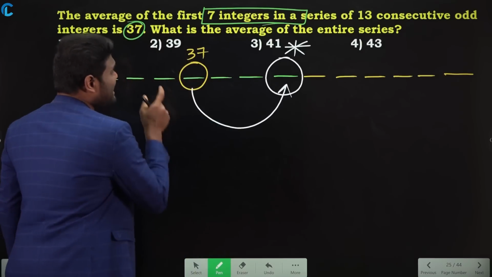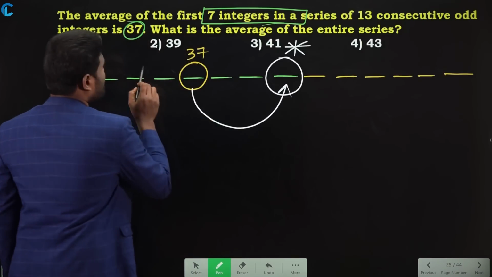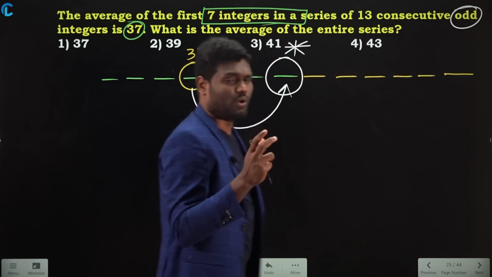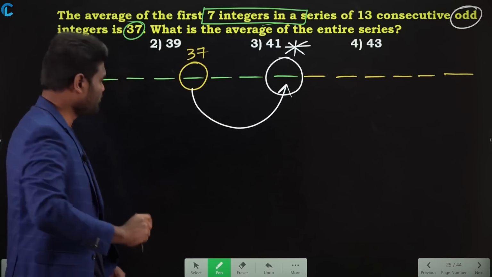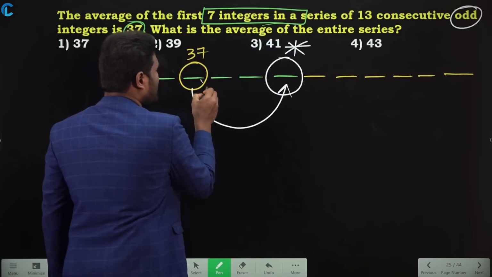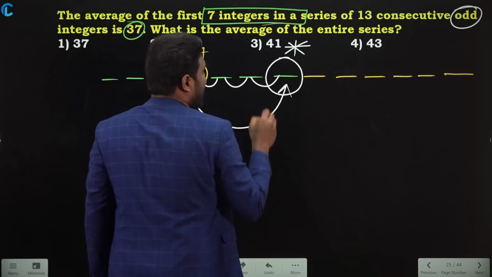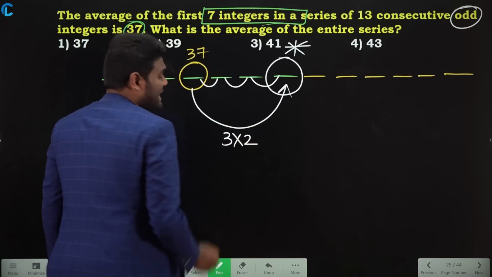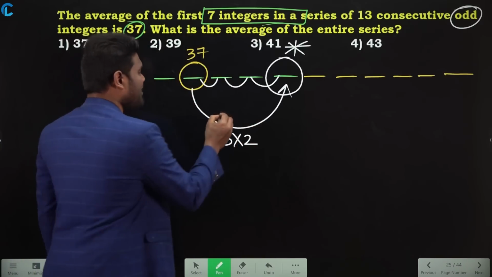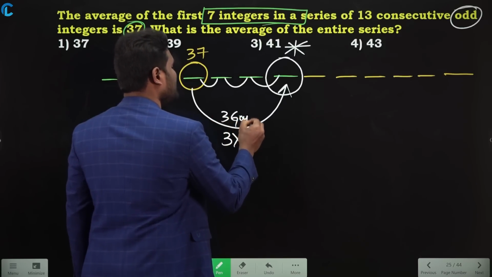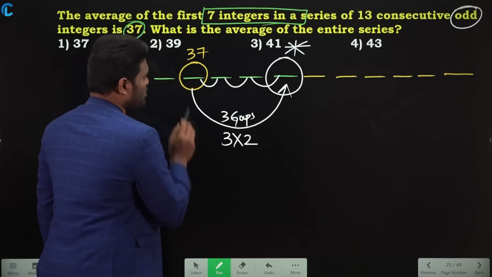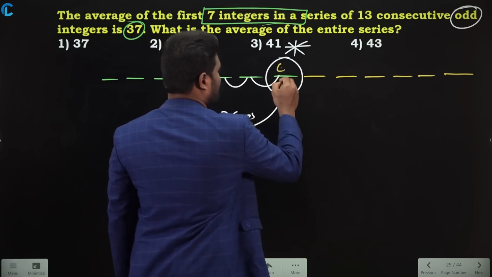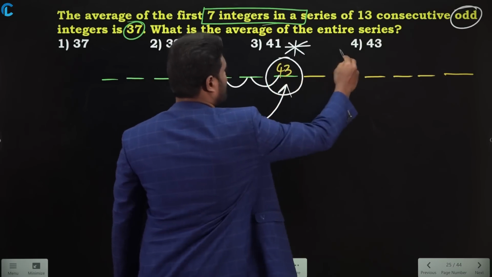Now if you look here, these are consecutive odd numbers. As the question is about consecutive odd numbers, each odd number will have a difference of 2. Look here, how many gaps are there? 1, 2, 3. As you have 3 gaps, this is going to be 3 into 2. Each gap is 2. So 37 plus 6, the answer is 43. So the answer for this question is going to be 43.